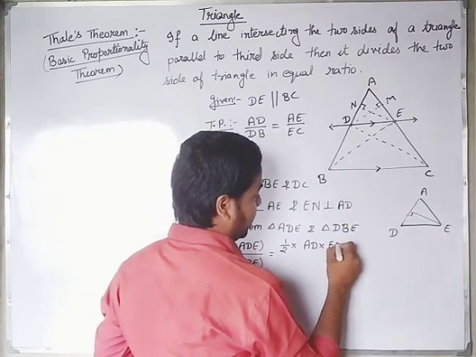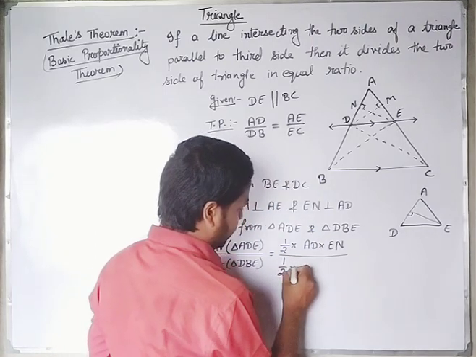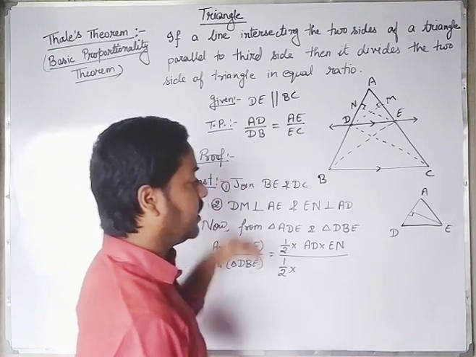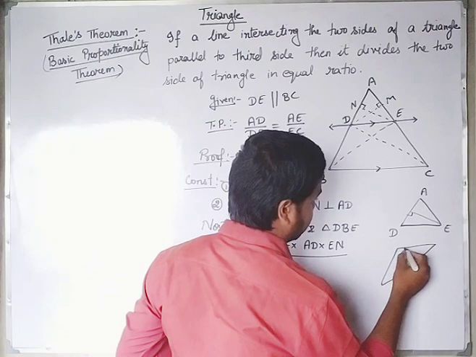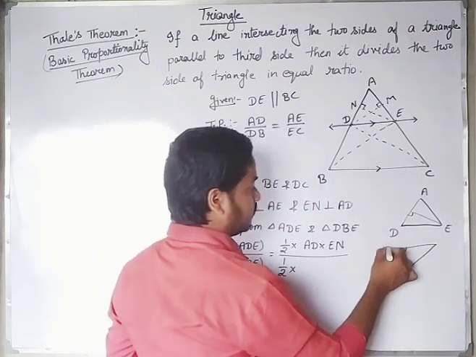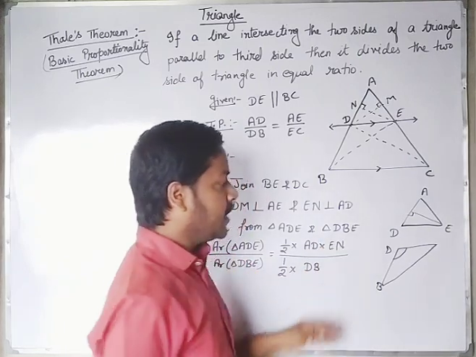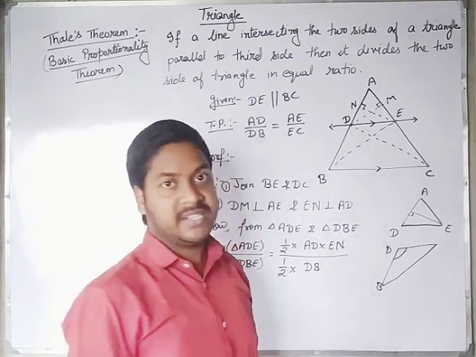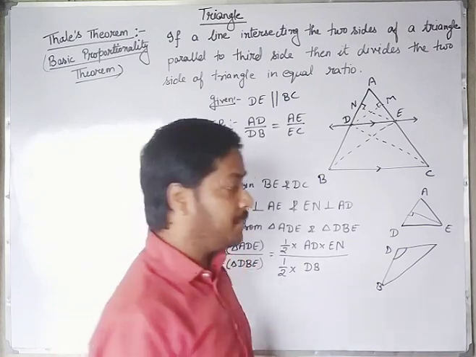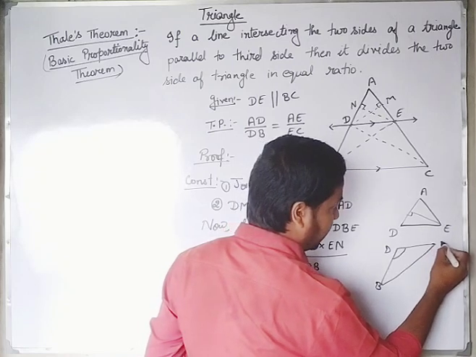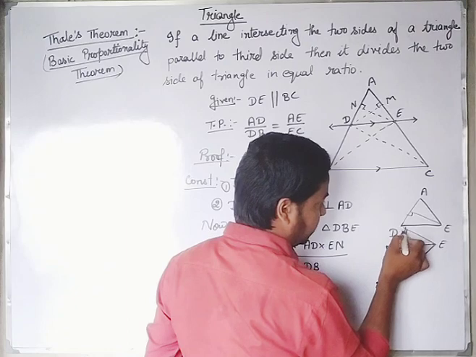So EN will behave as height, divided by half into, for this, what do I need? DB. See here. This is our obtuse angle triangle. This is more than 90. Here it is D, here it is B. So DB I will take as a base, and height. Height is always that which is coming from the vertex, and the vertex is the opposite side of the base. Opposite side of base is this one, that is E, and from E one perpendicular is coming here, that is N.